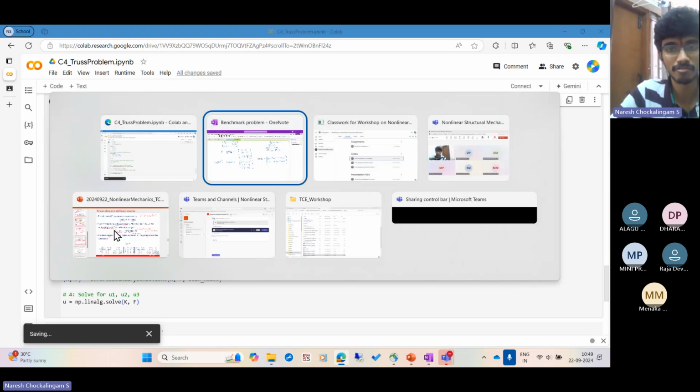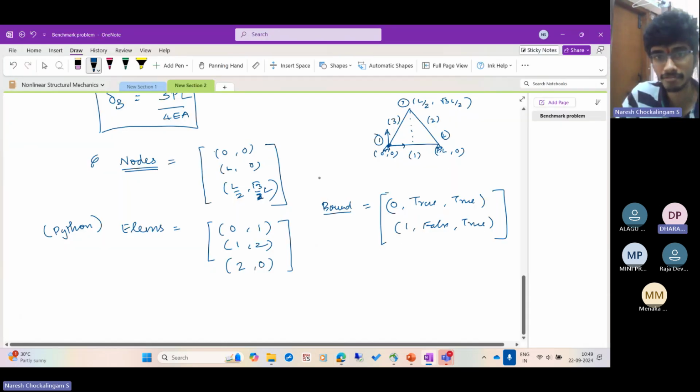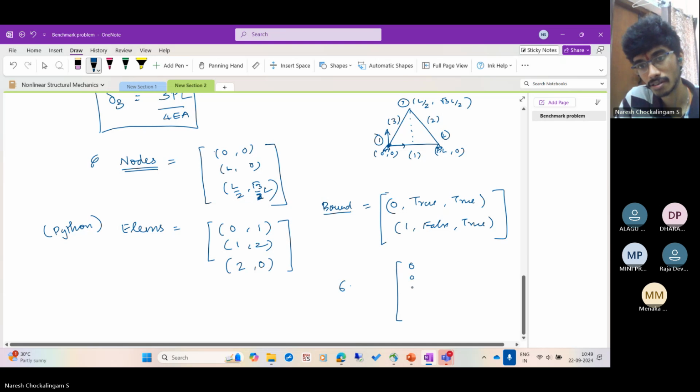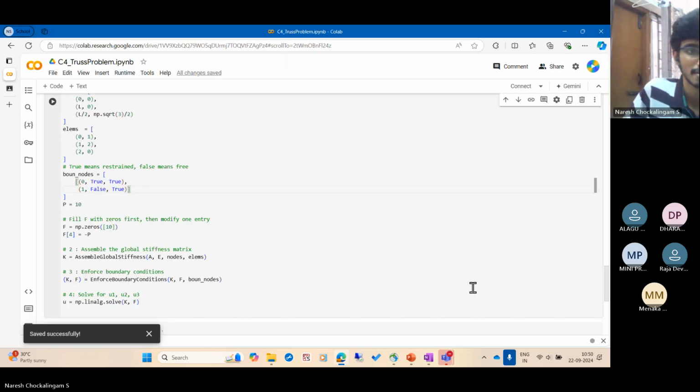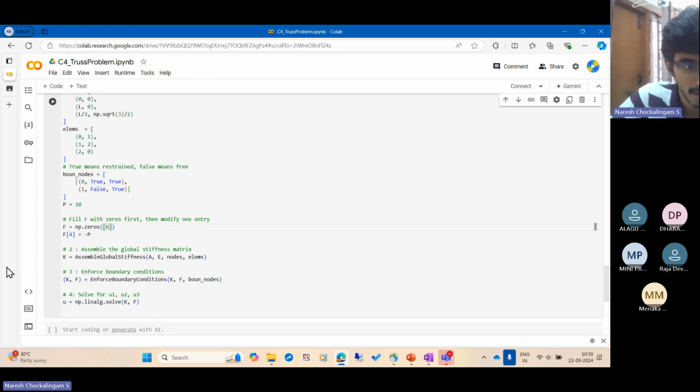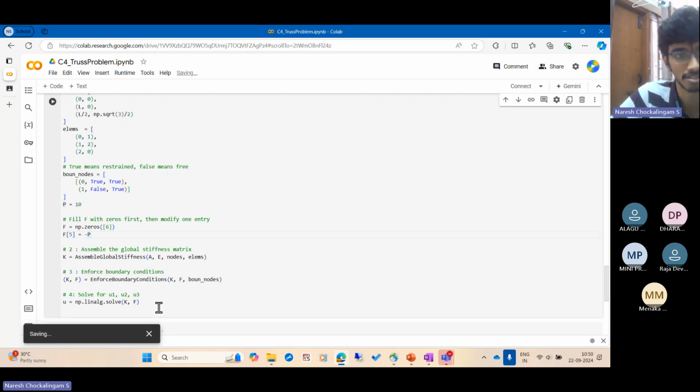Forces. So what will be the force matrix for this? How many degrees of freedom does this have in total? 6 degrees of freedom. So force will be what? 0, 0. Here no forces are applied. So 0, 0. Then minus P. It is size 6, so we'll fill everything with zeros. Then in the 6th location, we'll put minus P. In Python, it is the 5th location.